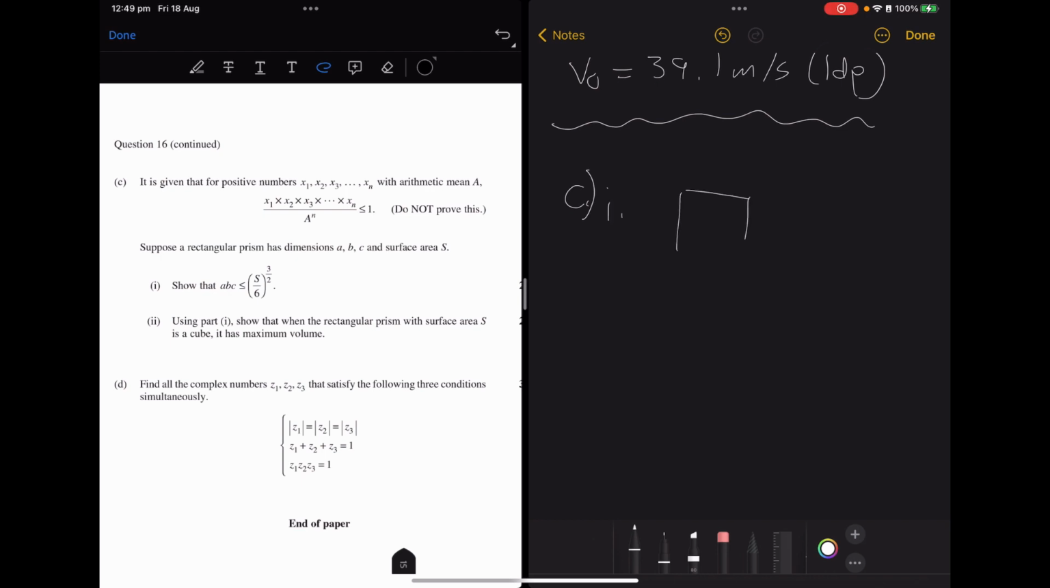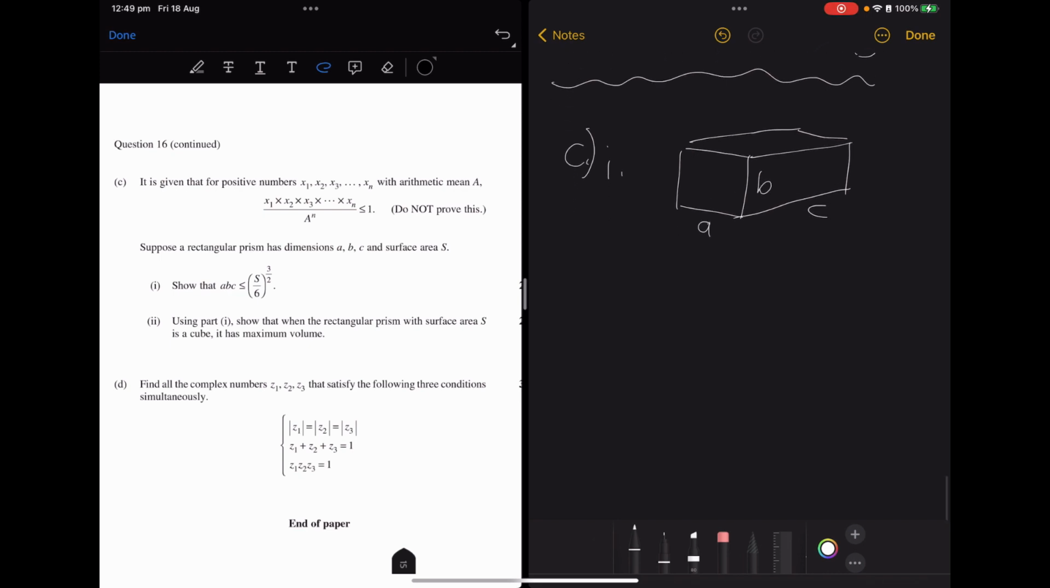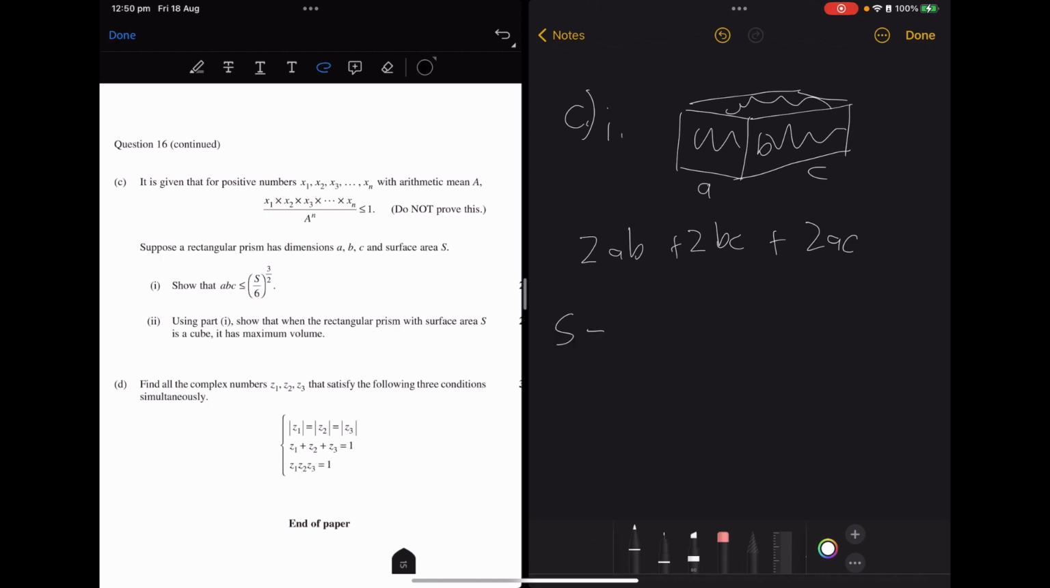let's get our rectangle up first. So we know it's a rectangular prism with dimensions, let's say A, B, and C. So the surface area is going to be given by 2 times AB, which is this surface, plus 2 times BC, which is this surface, plus 2 times AC, which is this surface. And we can simplify that down to S equals 2 times AB plus BC plus AC.